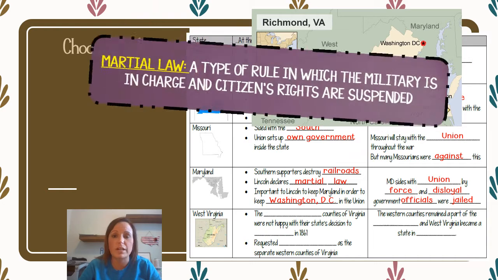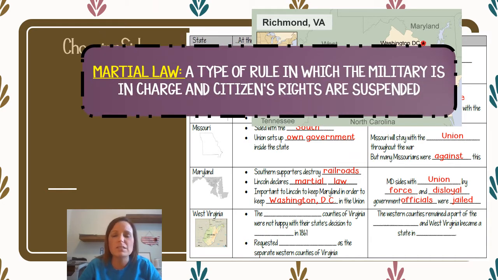Lincoln was forced to declare martial law, or a type of rule in which the military is in charge and citizens' rights are suspended. So Maryland joined the Union by force, and any disloyal government officials were jailed throughout the war.